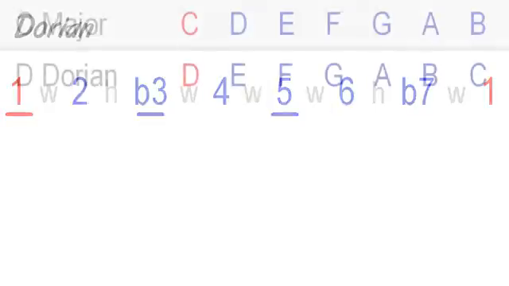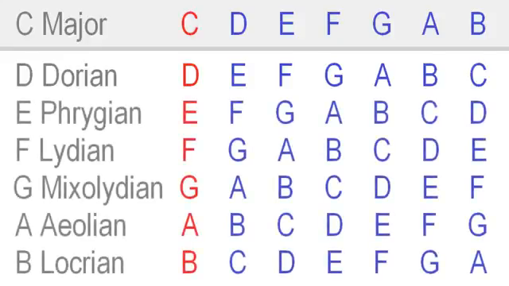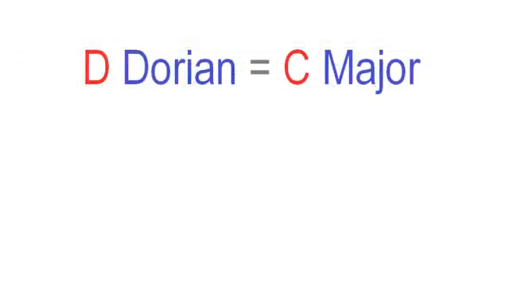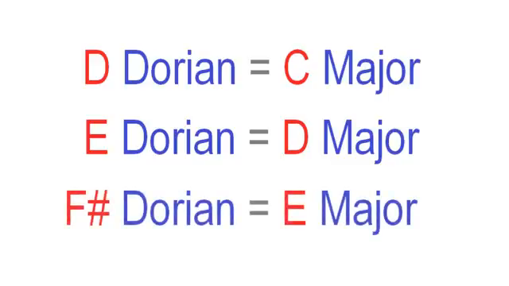As mentioned earlier, Dorian is the second mode of the major scale, which means that D Dorian uses the same notes as the C major scale. In turn, this means you only have to learn one scale pattern, the major scale, and you'll have all its 7 modes covered. Dorian's root is always a whole step above the major scale's root, so if you want to play D Dorian, just play C major from its second degree. For E Dorian, play D major. For F sharp Dorian, play E major.